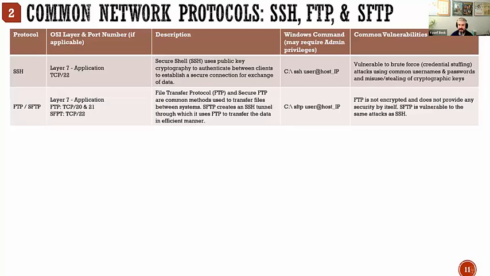So SSH, FTP, and SFTP. SSH uses encryption, public key cryptography, to authenticate clients and create an encrypted connection for exchange of data. SFTP is basically FTP, file transfer protocol, tunneling through SSH, and so it's encrypted. It's doing it in an efficient manner, but it's encrypted, versus FTP, which is not. With FTP, anything that gets sent over it, if you can sniff that traffic, you can recreate the packets that went over it. You'll be able to see whatever file was transferred. SFTP is going to be vulnerable to the same exact attacks as SSH.